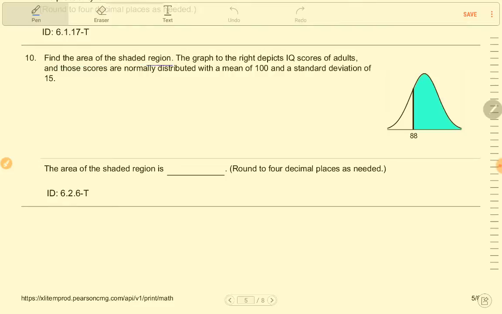Find the area of the shaded region. Right, so we're looking for a probability, a shaded region under the normal bell curve. The graph to the right depicts IQ scores of adults. Those IQ scores are normally distributed, hence the bell shape, with a mean of 100. Okay, so this is not standard, so we don't have z-score boundaries here. A mean of 100, standard deviation of 15.